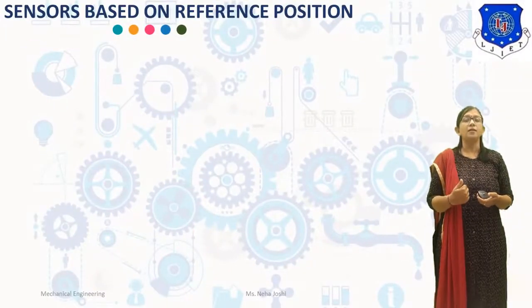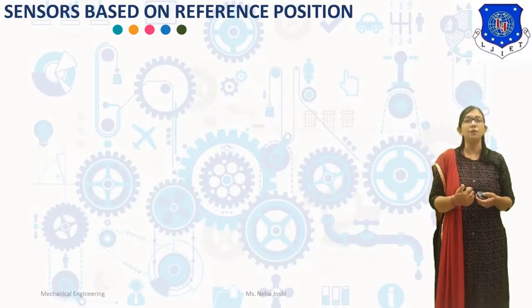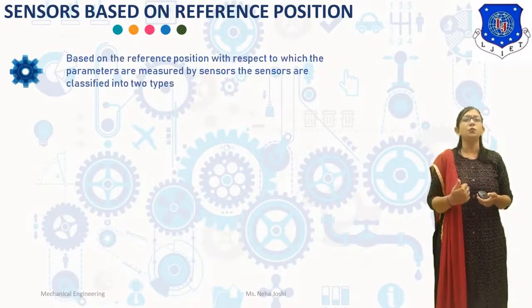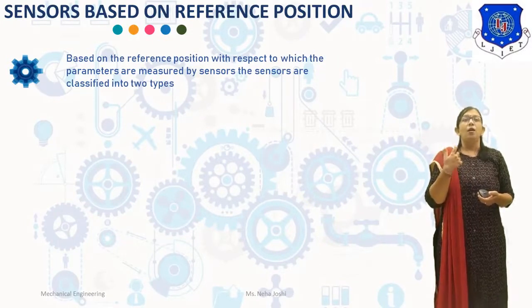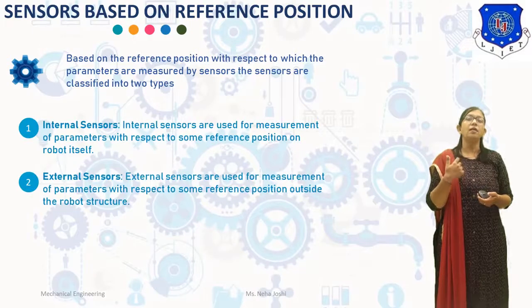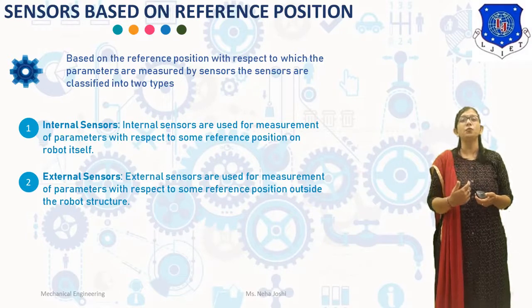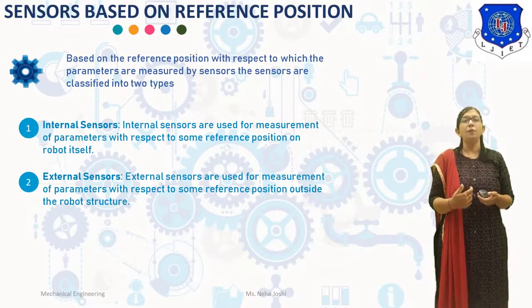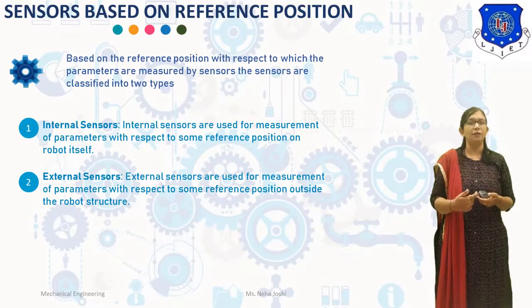Now, the last classification of sensors is based on the reference position. With respect to the reference position, the parameters measured by the sensor are classified in two types. Internal sensors are used for measurement of the parameter with respect to some reference position on the robot itself. They are used to measure the position, velocity and acceleration of the robot joint or end effector.